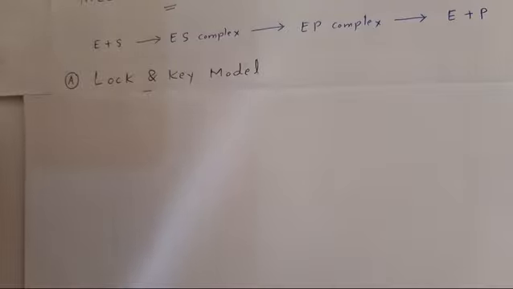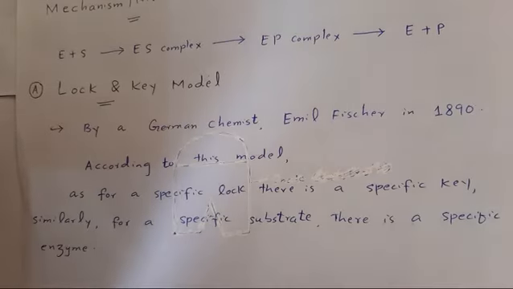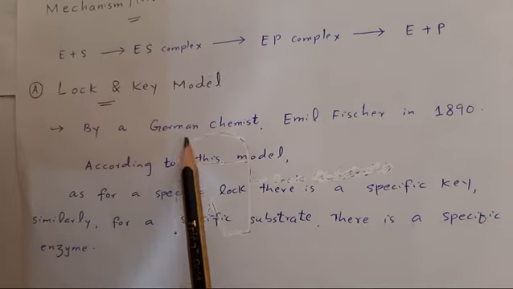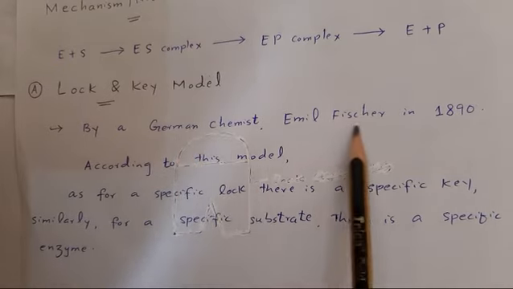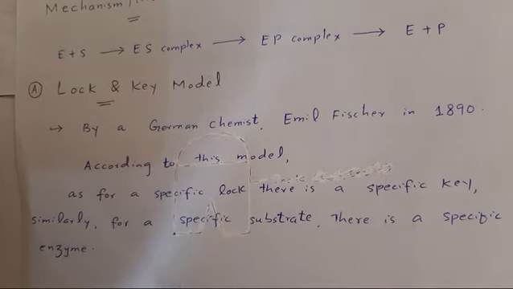Now coming into the mechanism of enzyme action, there are two hypotheses which explain the mode of enzyme action. One is known as lock and key model and the other is known as induced fit model. First we will study about lock and key model. The lock and key model was proposed by a German chemist Emil Fischer in 1890. According to this model, as per a specific lock, there is a specific key. Similarly, per a specific substrate, there is a specific enzyme.